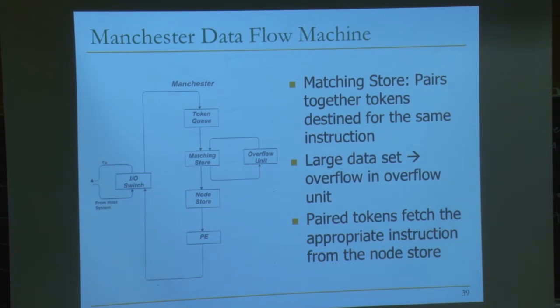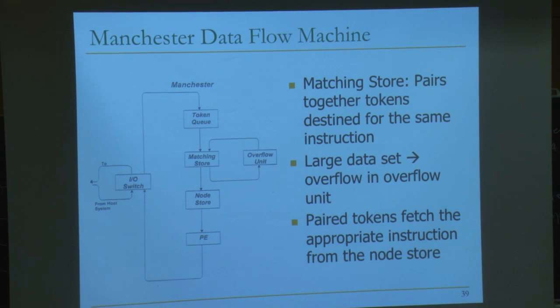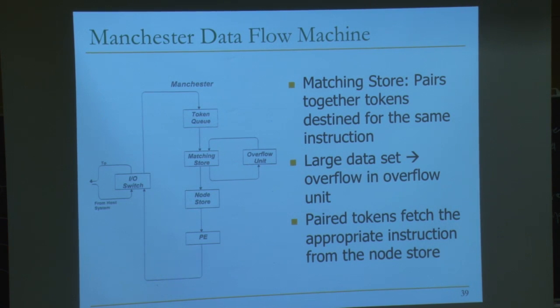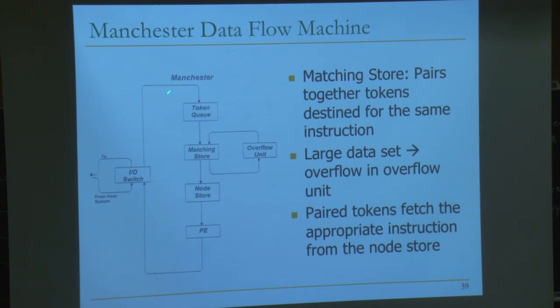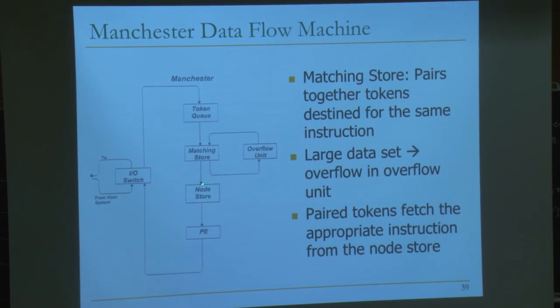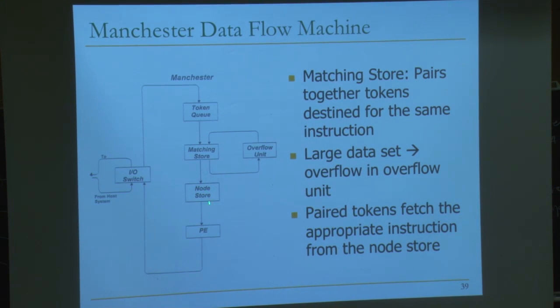Okay. There were actually many data flow machines at this time. This was the University of Manchester data flow machine. And there are a bunch of data flow machines from Japan. And many of them were used for different, specialized purposes. But if you look at this, it's very similar. You have a token queue, you have a matching store, and a node store. Basically, this is where your instructions are, and a processing element. And the machine looks like this, keeps operating. And here you see an overflow unit.